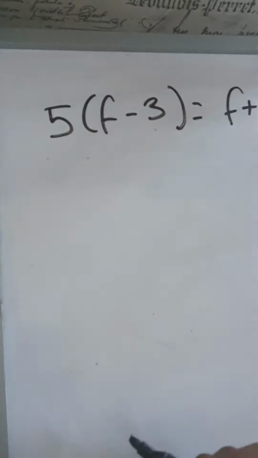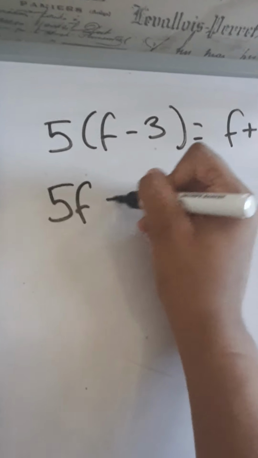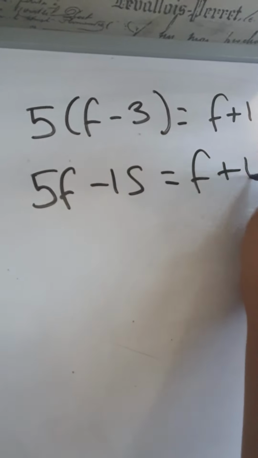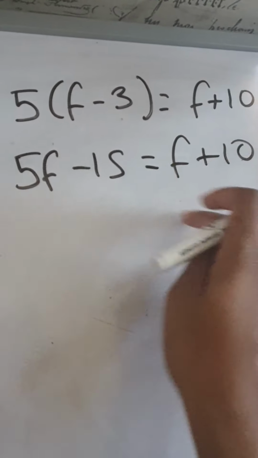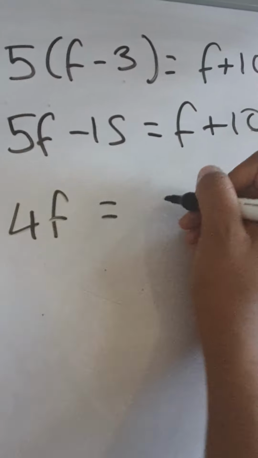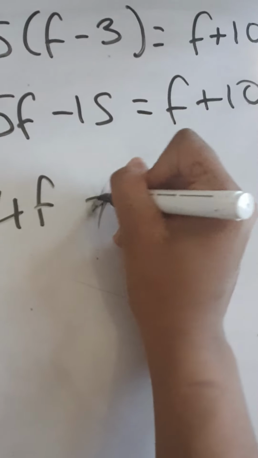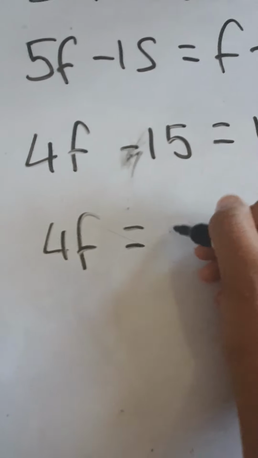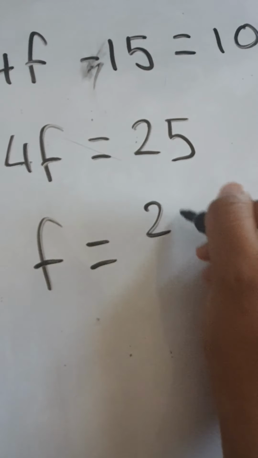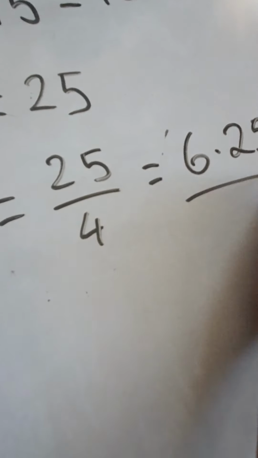So I expand this bracket and I've got 5f minus 15 equals f plus 10. I need to get all my f's on one side, all my numbers on the other. So I'm going to work with my f's first. If I take away this f from both sides, I've got 4f minus 15 equals 10. Then I move my 15 over here by adding to both sides. I've got 4f equals 25. And then I need to divide by 4 again. F equals 25 over 4, which is the same as 6.25.